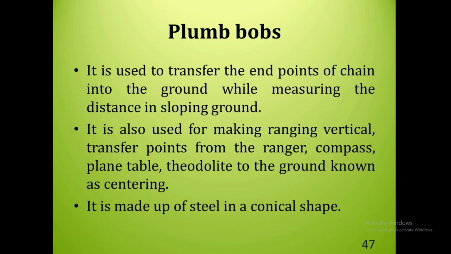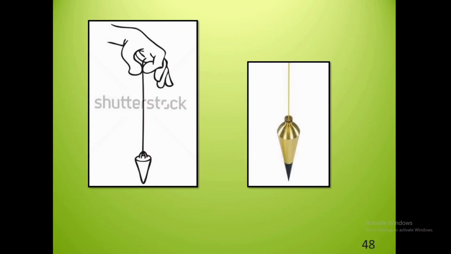The last one is plumb bob. This plumb bob is normally used to transfer the points of a chain onto the ground while measuring on sloping ground, and it is also used for making a ranging rod vertical or transferring points from a ranger, compass, plane table, theodolite to the ground, and it is made out of steel in a conical shape. This is the plumb bob.